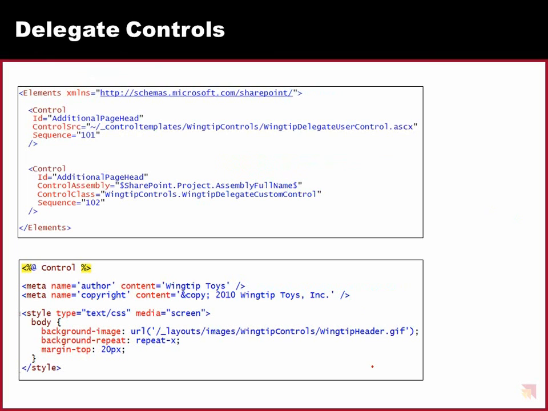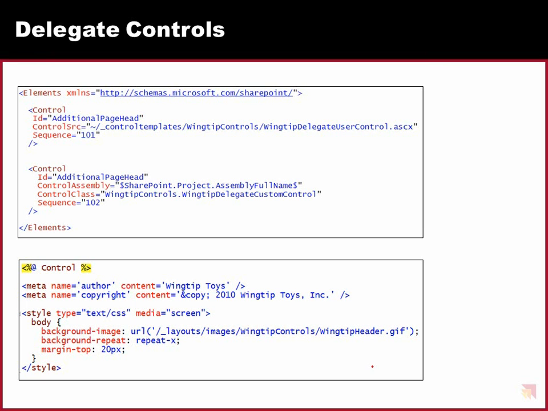Now, there are also some questions on delegate controls. If you're not familiar, a delegate control is typically a placeholder control that's defined inside of a master page. And all the built-in master pages, such as v4.master, have 7 or 8 delegate controls that are defined inside there. And the way the delegate controls work is that you create a feature and you say, here's my control, I'd like to substitute it into that delegate control that's defined on the master page.